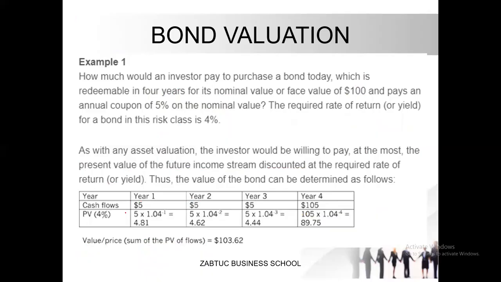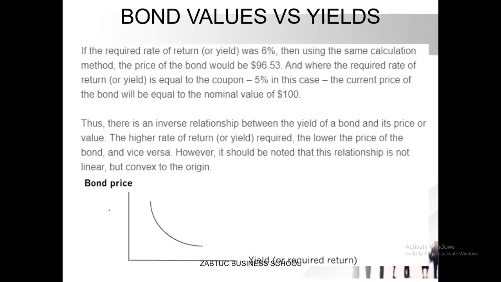The market value of this bond is, you add this present value, that present value, plus this present value, plus that present value, which gives you 103.62. So this is your market value of the bond. That's how much you must pay for this bond. This is the maximum that you can pay, the present value of the benefits. Let's continue with our discussion.